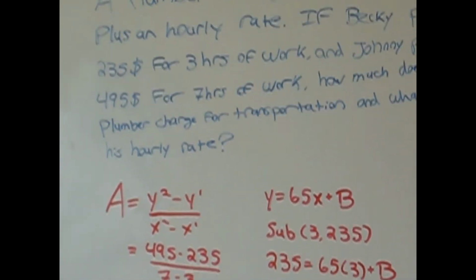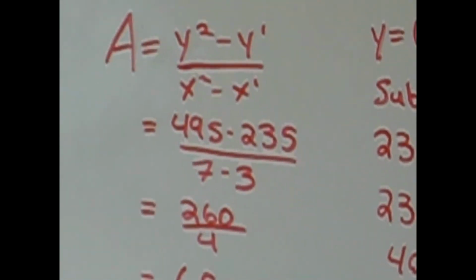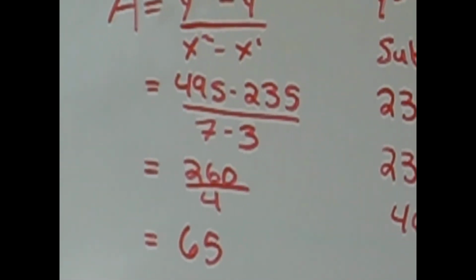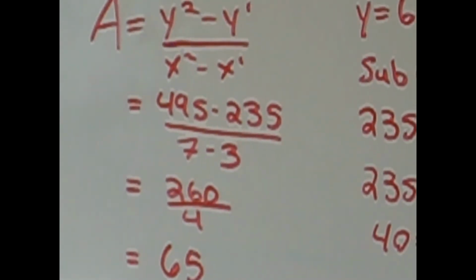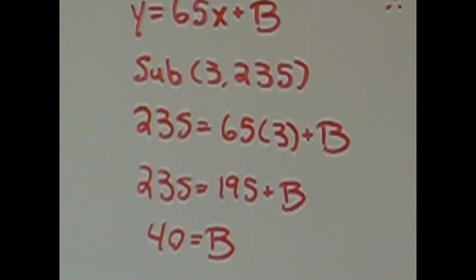A is equal to y2 minus y1 over x2 minus x1. A is equal to 495 minus 235 over 7 minus 3. A is equal to 260 over 4. A is equal to 65. So the equation so far is y equals 65x plus b.